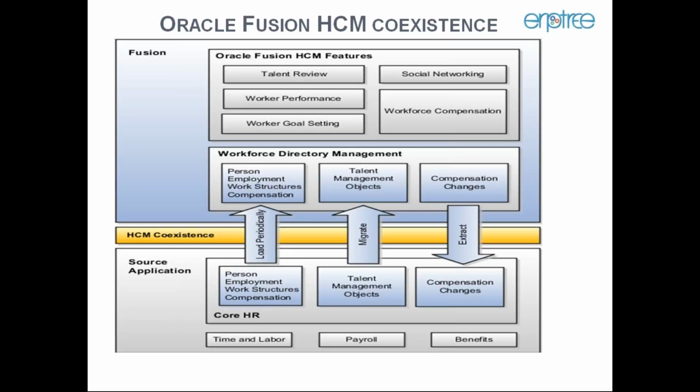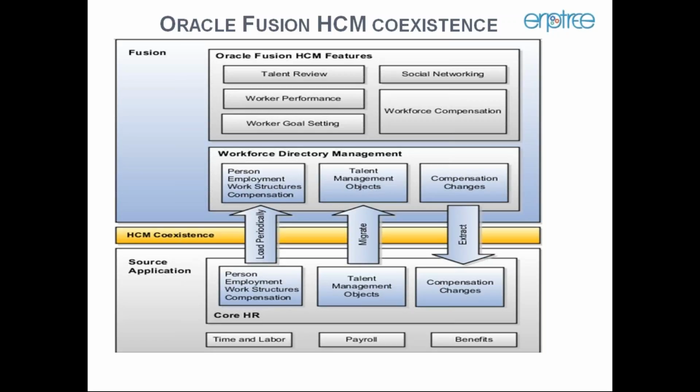Let's suppose they have initially gone with core HR. Until that time, Fusion will act as the master for core HR, and the remaining objects and modules will get managed in the third party. For that we need the coexistence module. The same thing applies if the client is going with core HR and talent; then we have to maintain the other modules in the third party. In that case also we need coexistence.